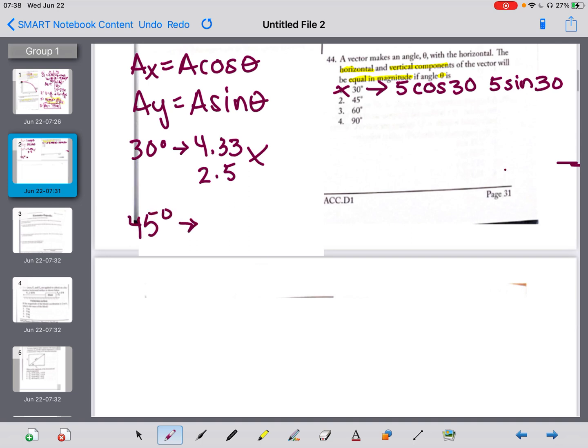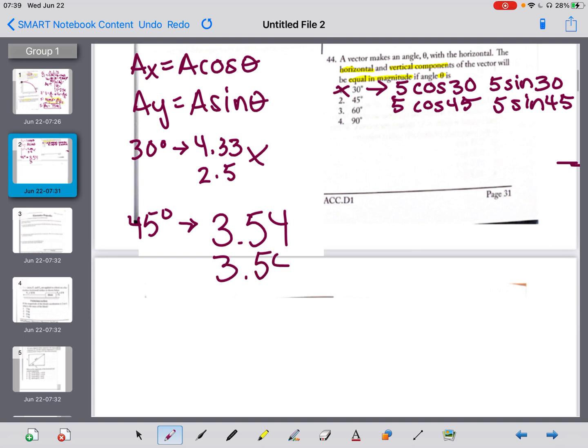Again, I'm going to do 5 cosine of 45 and 5 sine of 45. So 5 cosine 45, I got 3.54. And then 5 sine of 45, I got 3.54. So that looks like a pretty good answer. I'm going to put a dot next to it, but let's check out the other ones just to verify.